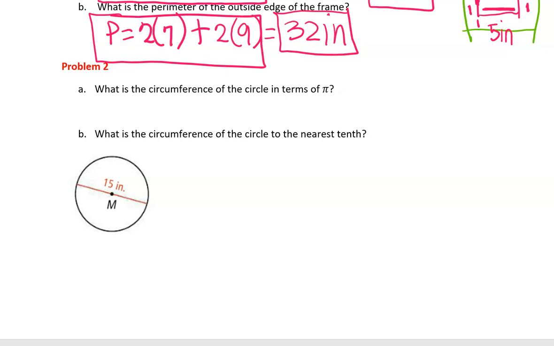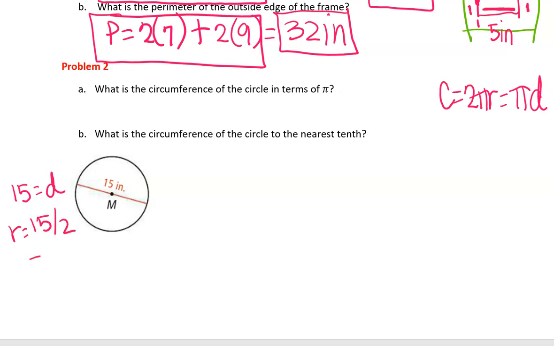So when you're looking at the picture, the first thing you need to do is figure out what formula you're going to use. Since we're talking about circumference, we can do 2 pi r or pi times d, whichever they have given you. Now in the picture, since they have given you the distance all the way across, it actually is your d. So here, 15 is equal to d. If you wanted to use the radius, you would take that and divide it by 2. So your radius would be 15 divided by 2, or 7.5. And then you could choose which formula that you wanted to use.